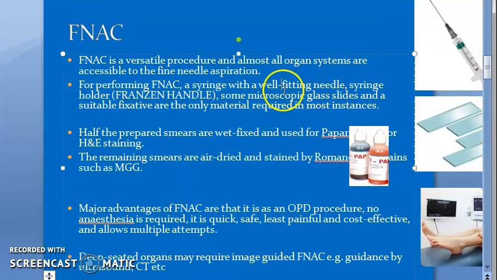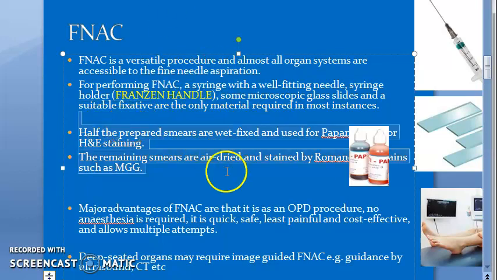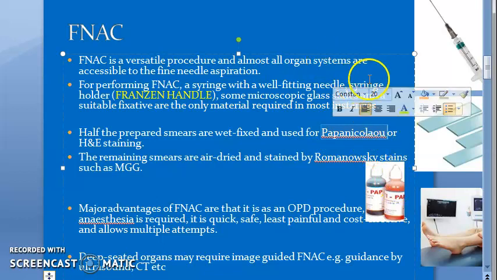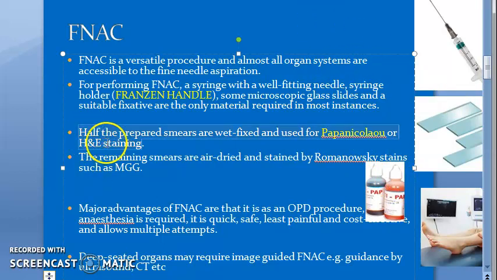Okay, we finished the Franzen handle, right? Just highlight some words like this. Then you will use microscopic slides, and you will use stains and fixative materials. Half the slides are wet fixed and used for staining. Which staining? Papanicolaou stain and H&E stain. So you will use the PAP stain and the H&E stain. For the remaining slides, you will use Romanowsky stains such as MGG.